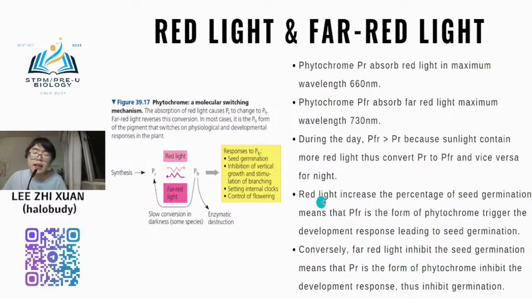Normally red light will increase the percentage of seed germination, meaning that PFR is the form of phytochrome that triggers the development leading to seed germination. So PFR actually can promote seed germination, inhibit vertical growth, stimulate branching, and also set the internal control of flowering.